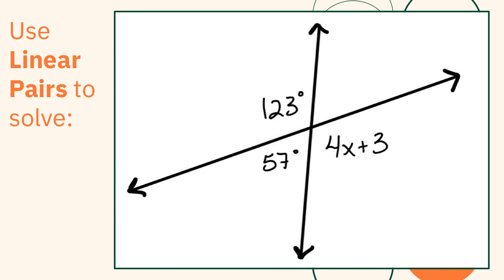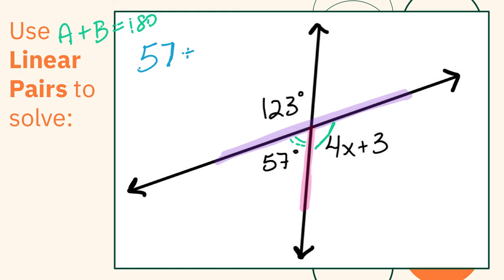Now I'm going to use my linear pairs in order to solve. So linear pairs have to be on a straight line and they have to share a side. So that means that I'm going to use 4x plus 3 and 57. And linear pairs are supplementary. So A plus B equals 180. So when I set up this equation, I'm going to have 57 plus 4x plus 3 is equal to 180.